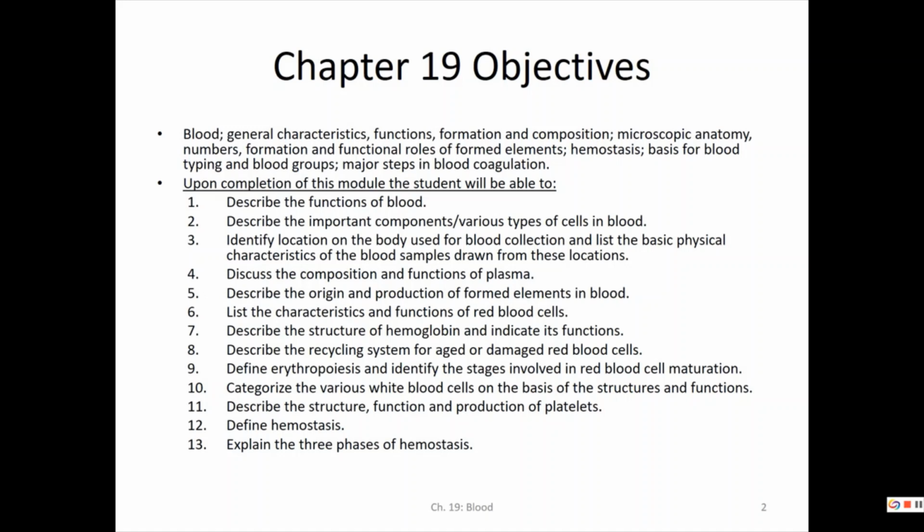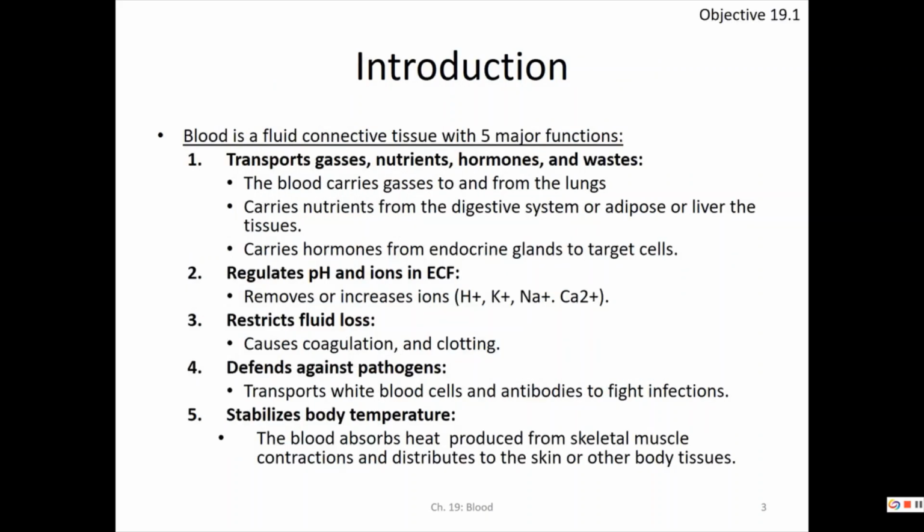So let's take a look and see what's going on, and let's see what we can help you guys understand. So starting off, I've got a few big things here. We want to start off with what blood is. Now, blood is a fluid. It's a connective tissue, which means this is going to be cells suspended in some sort of matrix.